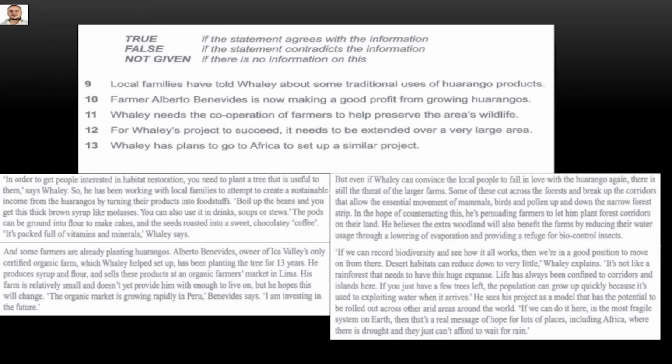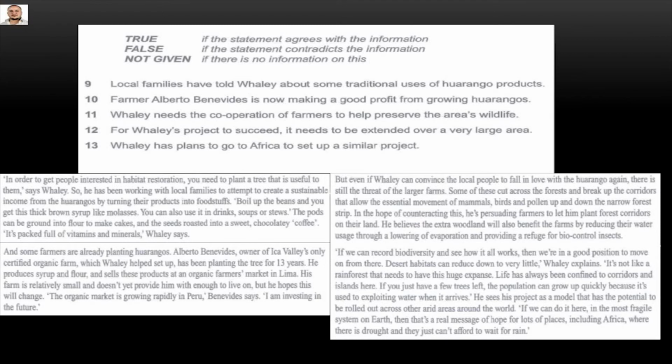Number 9 says Wally needs the cooperation of farmers to help preserve the area's wildlife. Still haven't read it yet, but first let's look for Alberto Benavides. Don't forget, number 9 is not given because none of the paragraphs yet say that the families told Wally about the products, or they didn't tell. Okay.